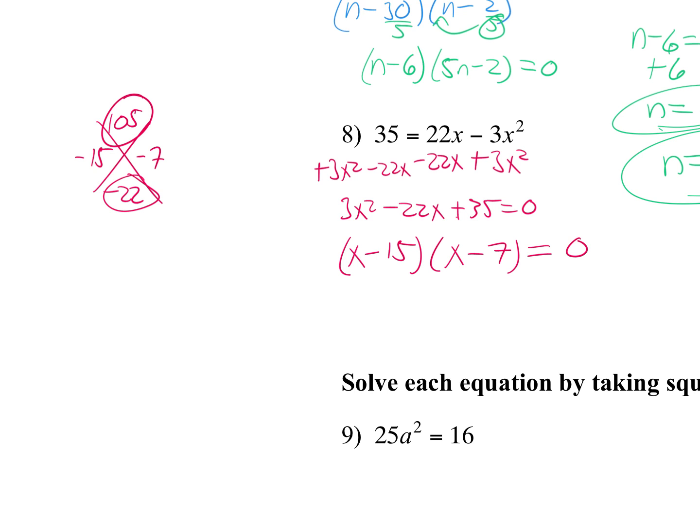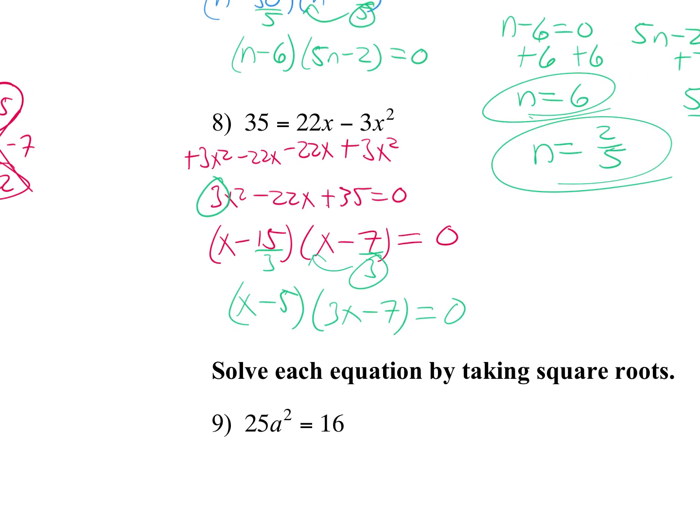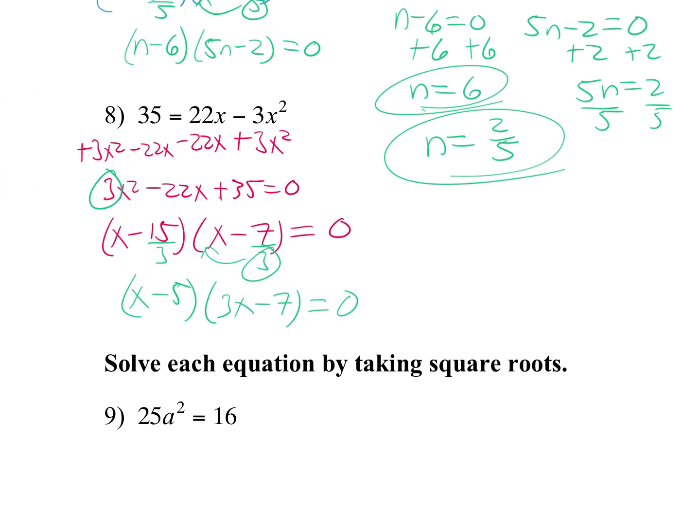You might find that this is a little bit quicker. Then you want to divide by that 3. x minus 15 divided by 3 is 5, so we get x minus 5 as one of our factors. Then 7 over 3 doesn't simplify, so we can slide the 3 up front. So we get 3x minus 7 equals 0. Again, you want to set each of your factors equal to 0, so we get x minus 5 equals 0. So we get 5 as one of our answers.